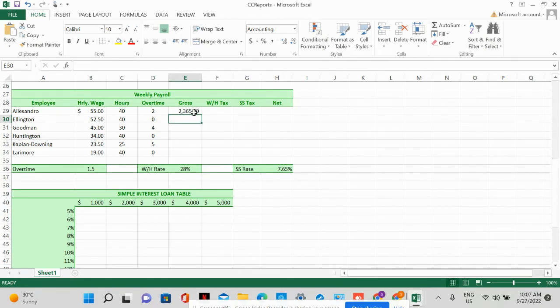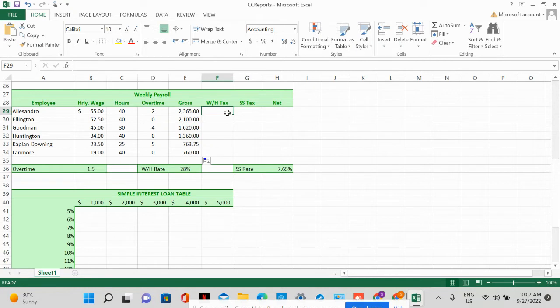Now copy the formula in cell E29 into range E30 to E34 with the fill handle.